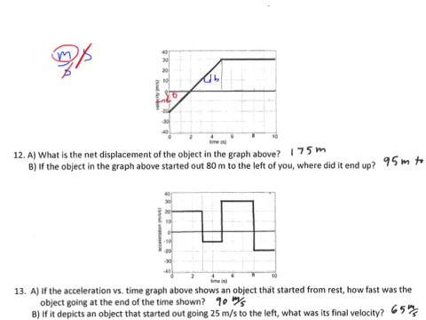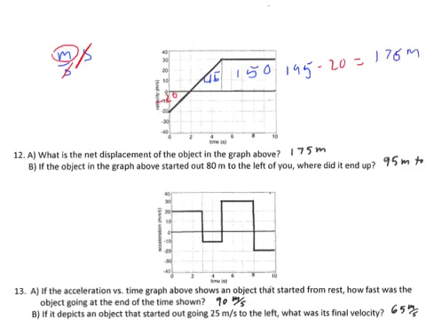I use blue for positive. And then I'm going to do the next area. This area here is 30 by 1, 2, 3, 4, 5. So that's 150. So I have positive 195 minus 20. And what it gives me is positive 175 meters.